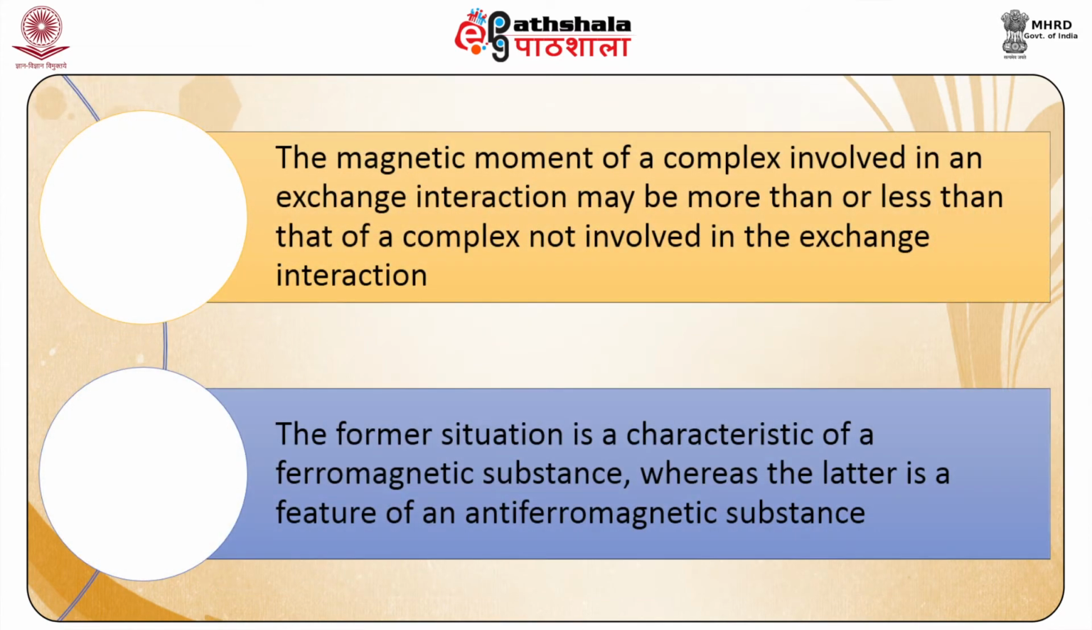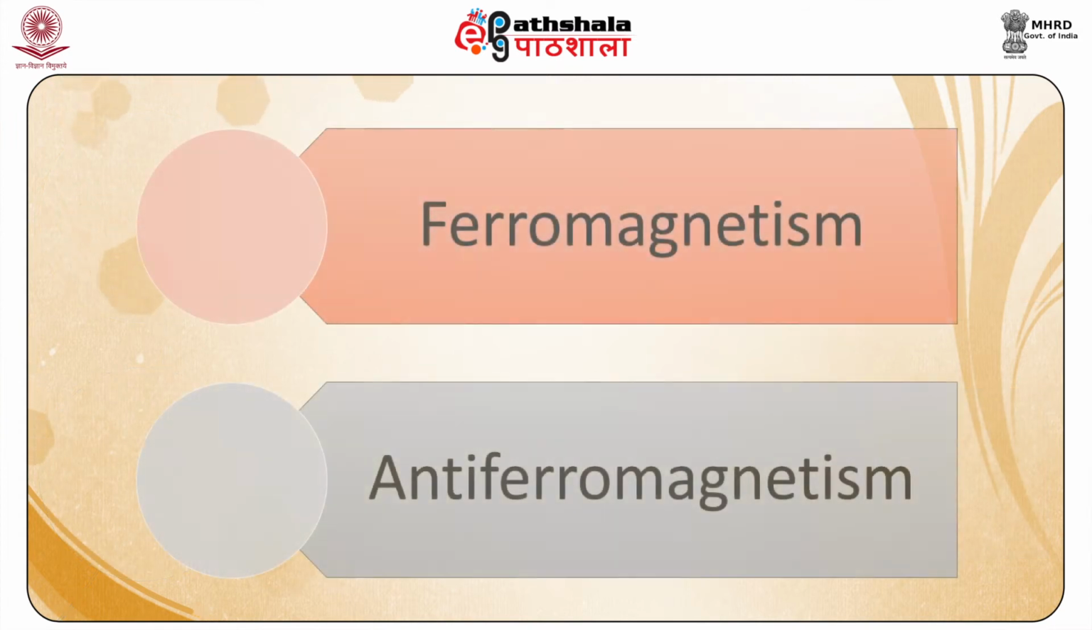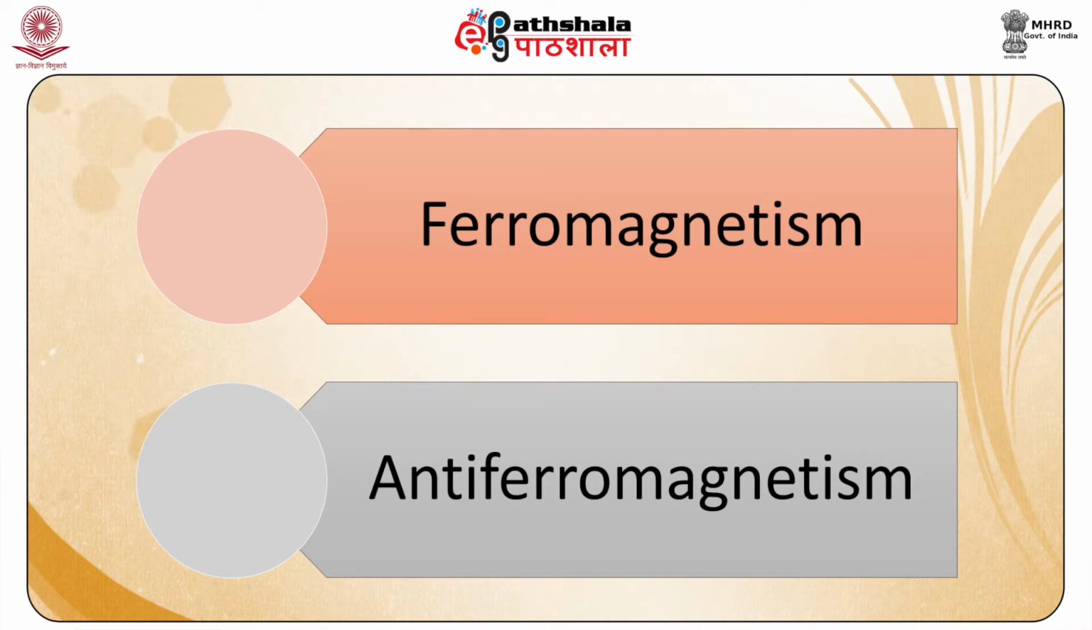antiferromagnetism. The magnetic moment of a complex involved in an exchange interaction may be more than or less than that of a complex not involved in the exchange interaction. The former situation is a characteristic of a ferromagnetic substance, whereas the latter is a feature of an antiferromagnetic substance. So there are two types of magnetic exchange coupling. First is ferromagnetism and second is antiferromagnetism.